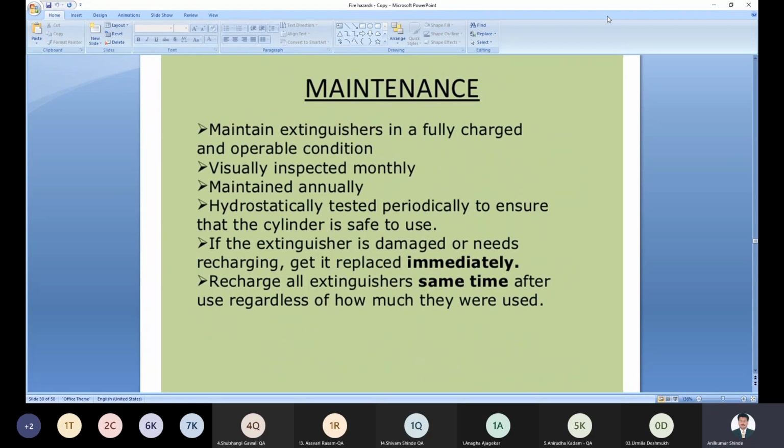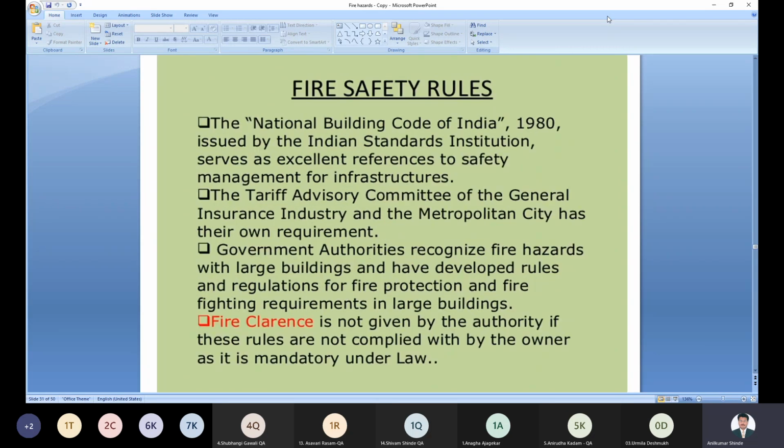Then maintain extinguishers fully charged and in operating condition. They should be visually inspected monthly, maintained annually, and hydrostatically tested. If an extinguisher is damaged, you can replace it immediately and recharge all the extinguishers at the same time. Wherever fire extinguishers have expired, you should maintain them. Then fire safety rules. These are the different rules.